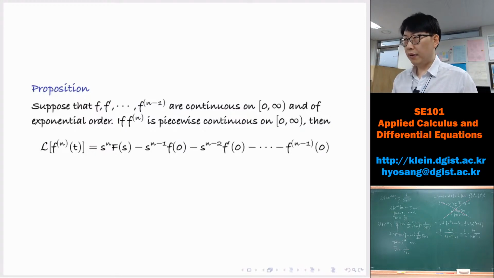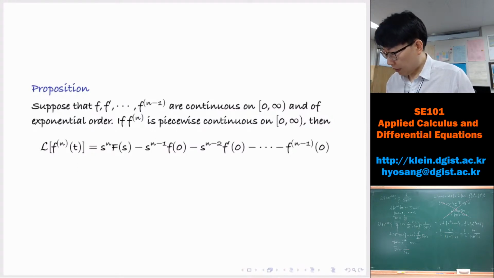a derivative term in the equation. So you have to know how to take a Laplace transform of derivatives of the function. So suppose that your function is continuous until you take the nth order derivatives on this positive interval. Now, what's the Laplace transform of the nth order derivative? It's given by this function.